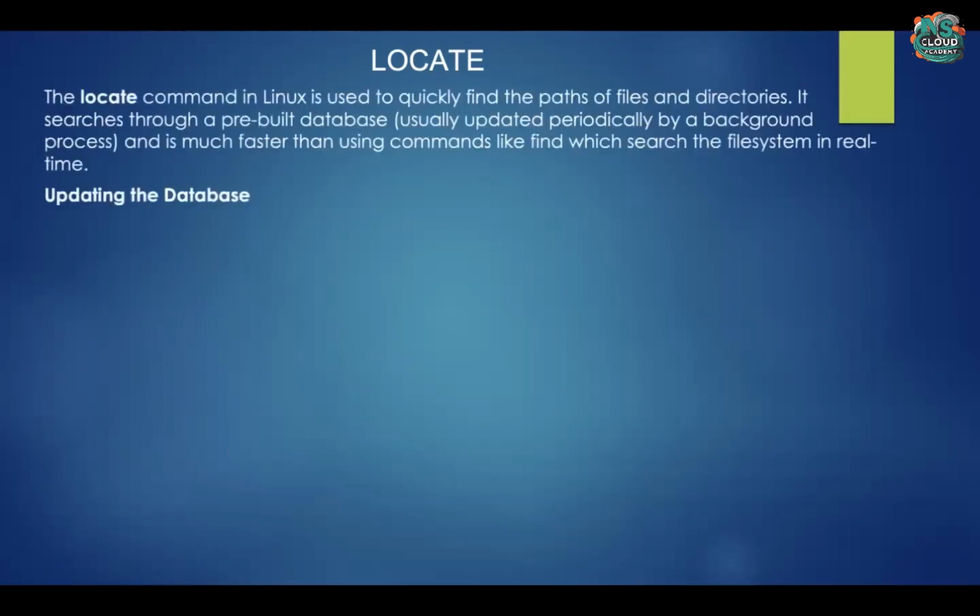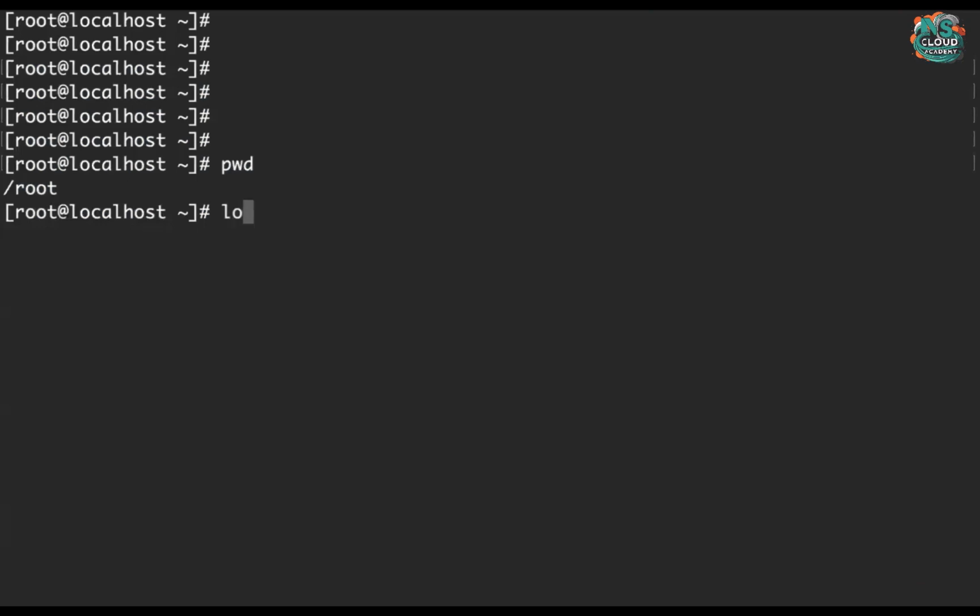The locate command is used in Linux to quickly find the path of a file or directory. It searches through a pre-built database, usually updated periodically in the background, and is much faster than commands like find, which search the file system in real time. So the locate command is used to search any file and directory. Just like if you go to the terminal here, if you try to locate hello, locate.